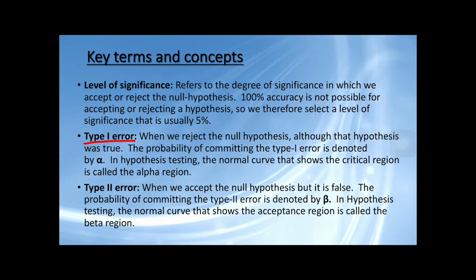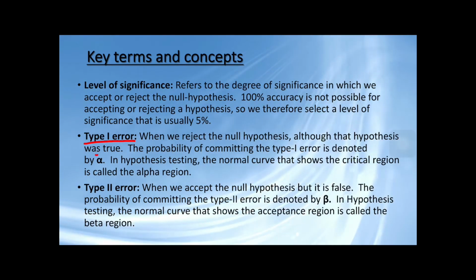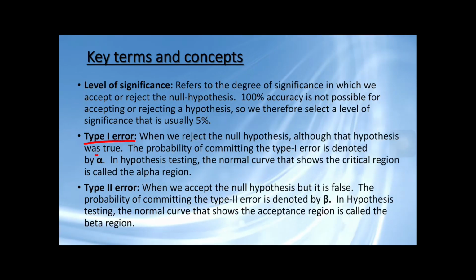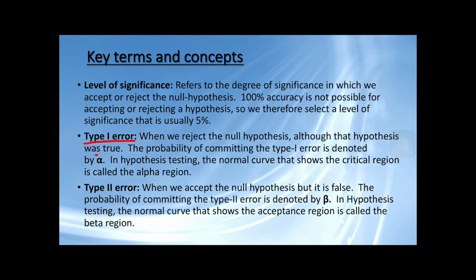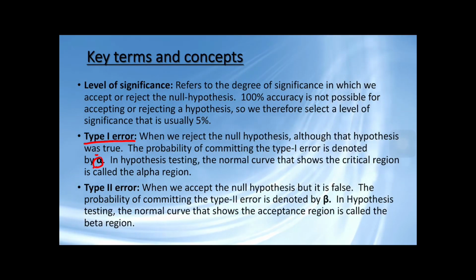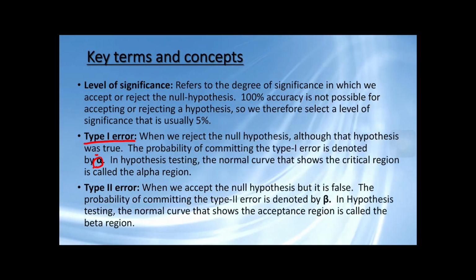The next is type 1 error. When we reject the null hypothesis, although that hypothesis was true, then type 1 error occurs. The probability of committing the type 1 error is denoted by the letter alpha. In hypothesis testing, the normal curve that shows the critical region is called the alpha region.